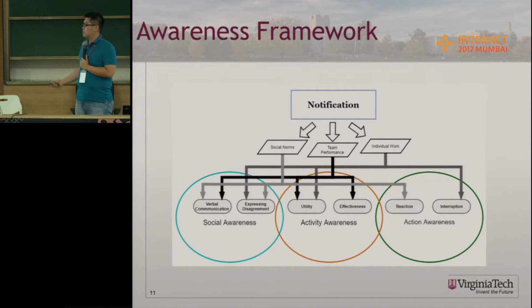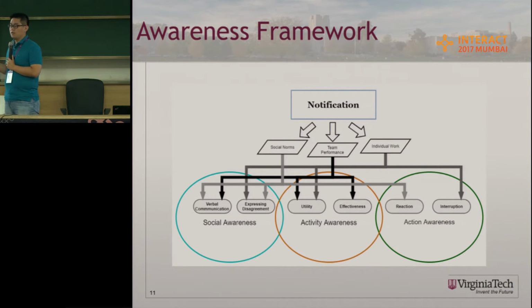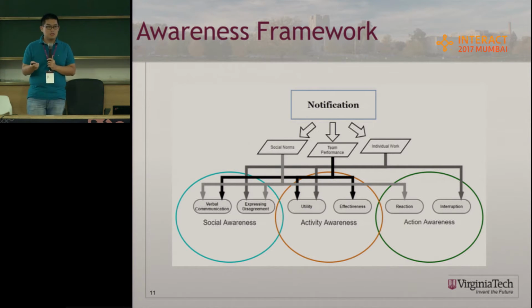Based on that, we update Carroll's model into a framework about how notification is going to affect social activity and action awareness in collaboration through social norms, team performance, and individual work. So you can track those lines and see how notification could affect each type of awareness in co-located collaboration.